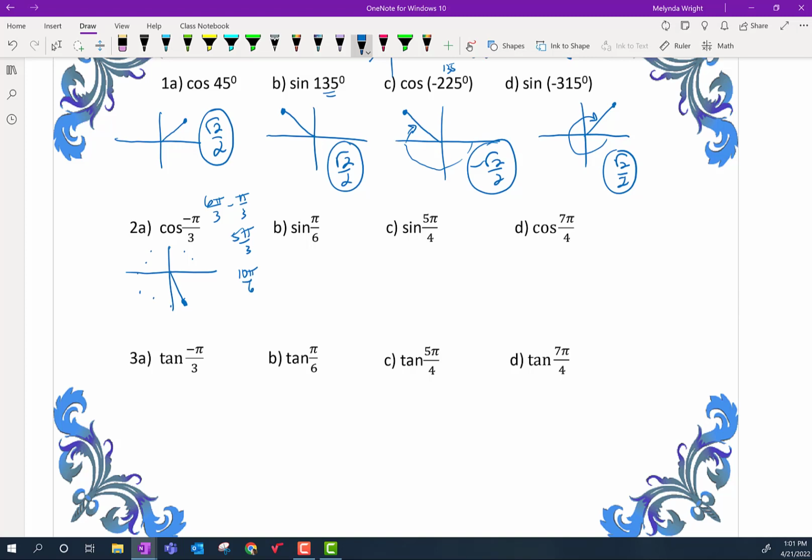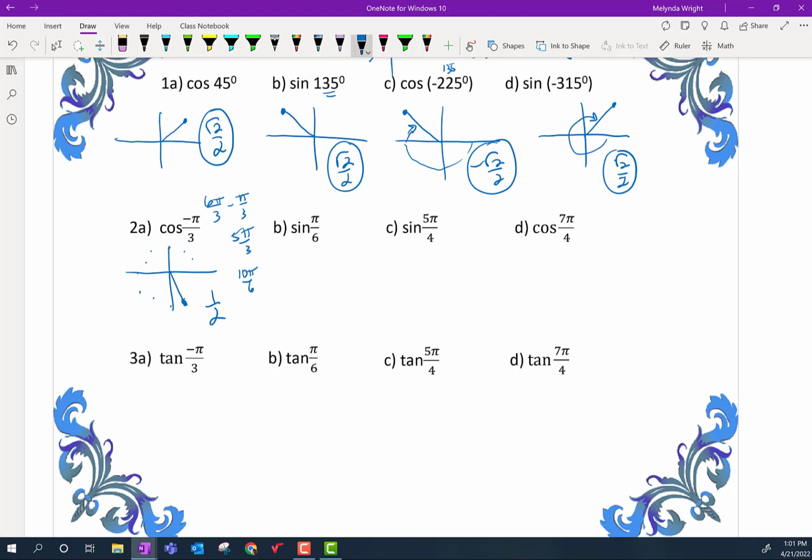Let's think about this. Cosine is the x. Is this longer on the x or the y? Yeah, it's longer along the y. So the y one is going to be bigger. The y one is going to be the root 3 over 2. The cosine is going to be the 1 half.